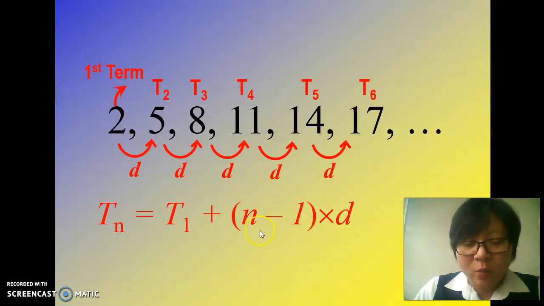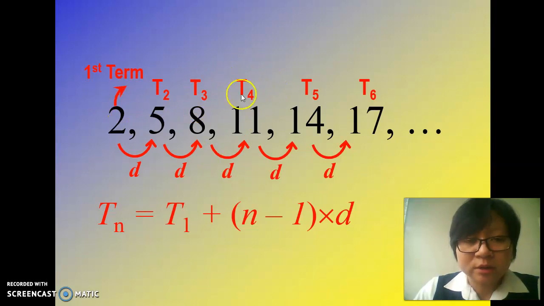Why do you need to subtract 1 from the position number? Because the common difference is added at the second term, not at the first term. That's why we don't need to add the common difference to the first term. For example, to find the second term, you need to add 1 times d to the first term. To find the third term, you need to add 2 times d to the first term.